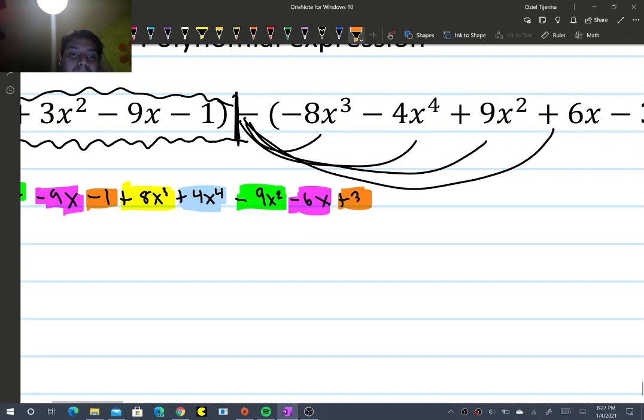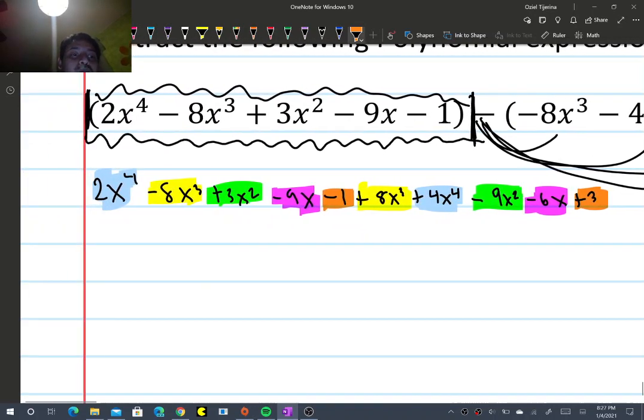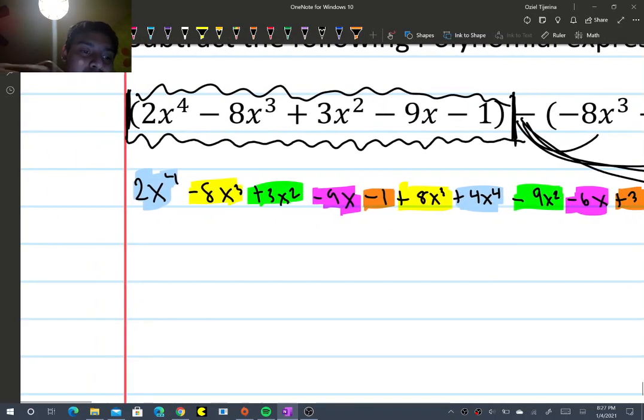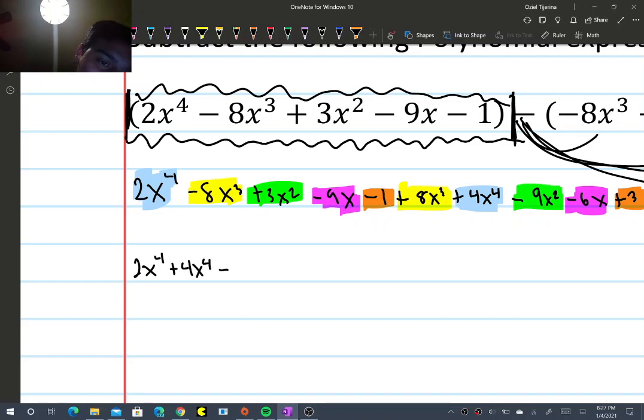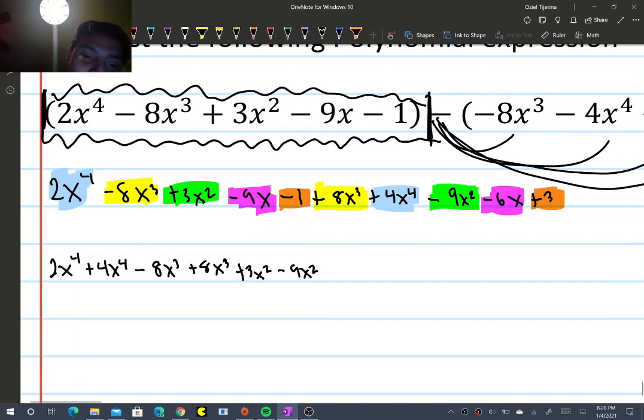Now, you want to bring them together, so basically bring every like term next to each other. So you're going to have 2x to the fourth plus 4x to the fourth, minus 8x cubed plus 8x cubed, plus 3x squared minus 9x squared, minus 9x minus 6x, minus 1 plus 3.